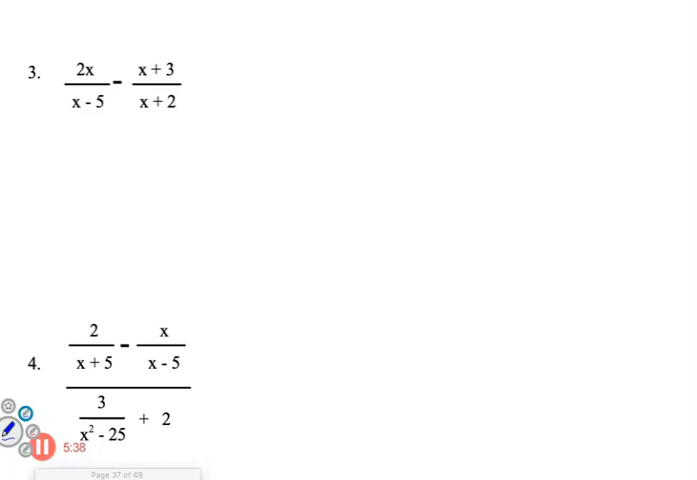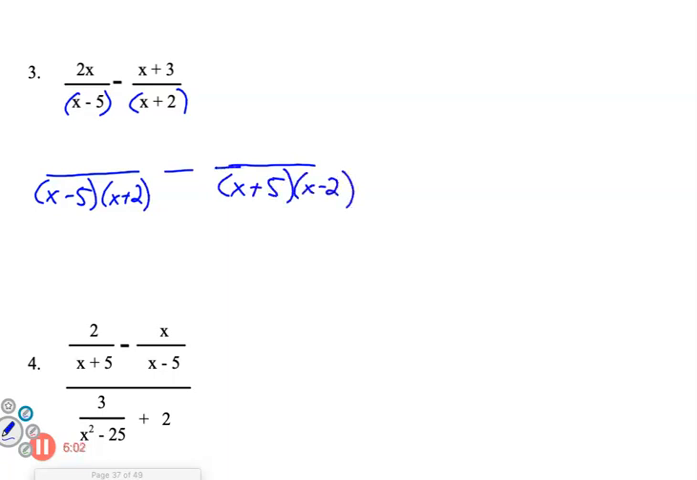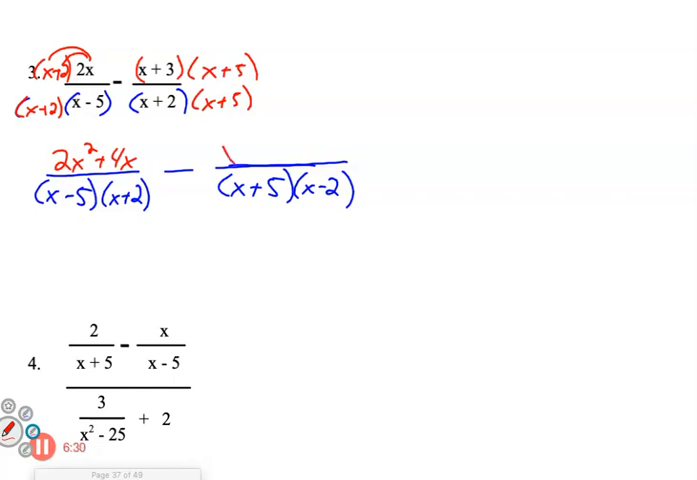Now, number 3, when we're adding and subtracting, that's where we need to get a common denominator. And so in this case, basically I need each of these parentheses to show up. So x minus 5, x plus 2 would be my common denominator. Okay. So first fraction, I'm missing an x plus 2. So then it's a distributive property, so I'm going to get 2x squared plus 4x. Second one, I'm missing an x plus 5. This one's going to be a FOIL problem, so I'm going to get x squared plus 8x plus 15.